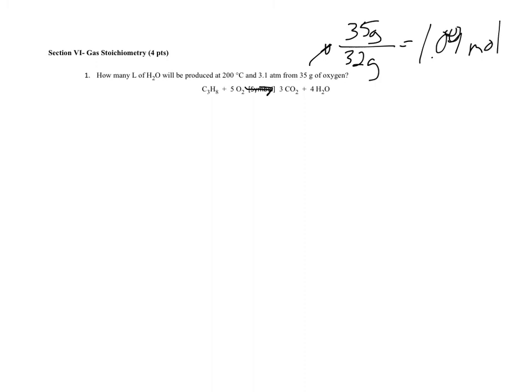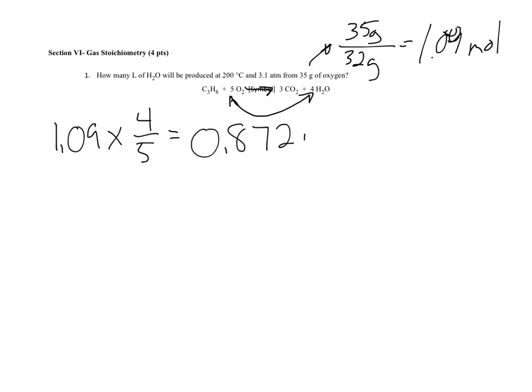And according to the equation, the ratio is 4 moles of water for every 5 moles of oxygen. So 1.09 times 4/5 equals 0.872 moles of water. That's how much we should get. The question is, what volume would I get at a certain temperature and a certain pressure?